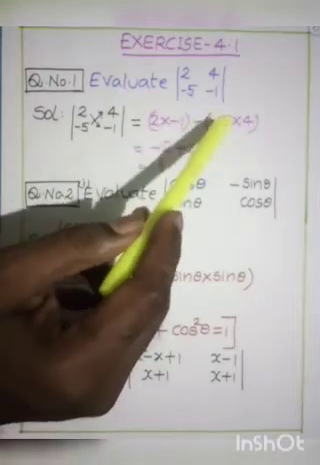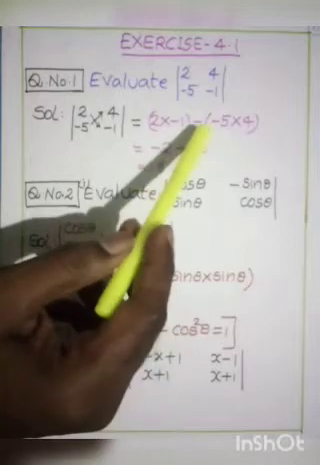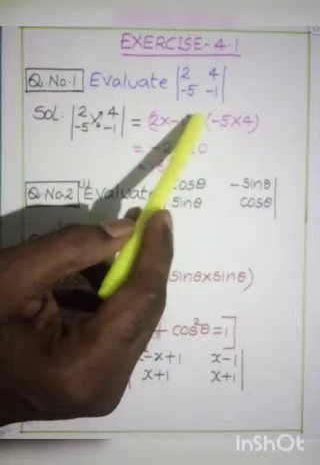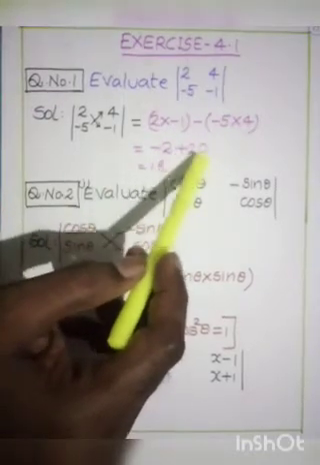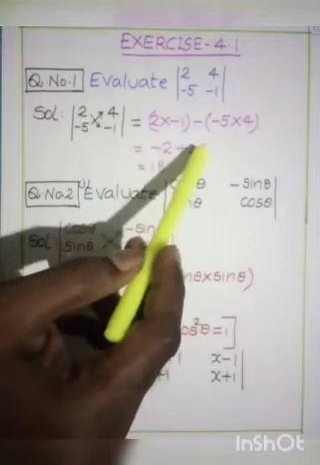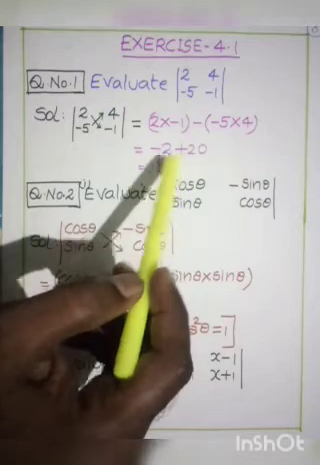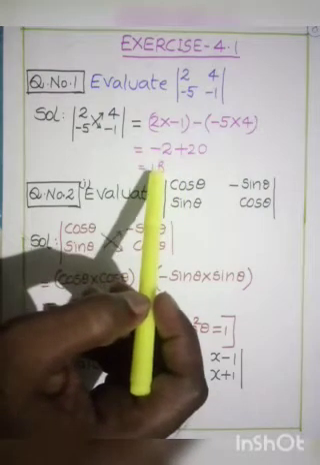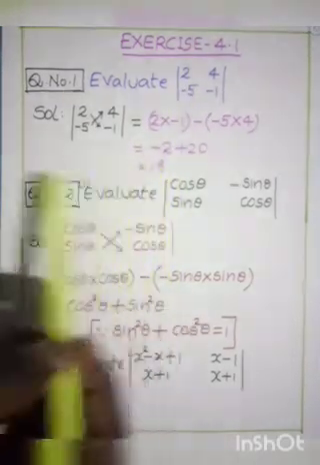Now we simplify these terms. 2 into minus 1, what do you get? Minus 2. Minus of minus 20 here, what do you get? Plus 20. So I wrote directly plus 20. Understood this step, my dear children? Right. Now minus 2 plus 20, what will you get? 18. So this number is called the determinant of the given matrix. Understood, my dear children?